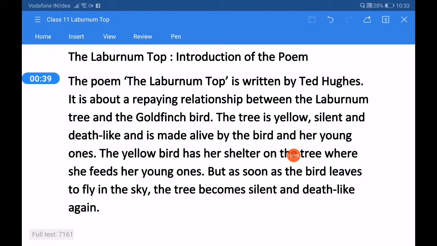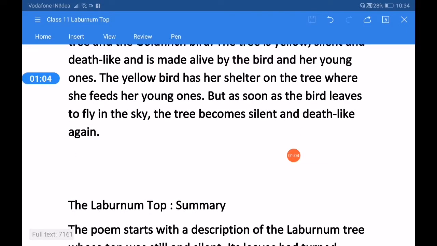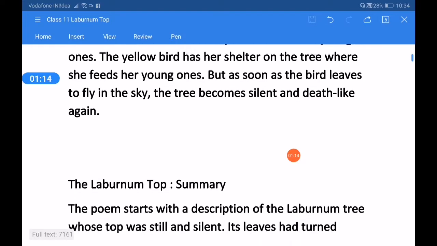The poem The Laburnum Top is written by Ted Hughes. It is about a repaying relationship between the laburnum tree and the goldfinch bird. The tree is yellow, silent, and death-like, and is made alive by the bird and her young ones. Young ones means here the children. The yellow bird has her shelter on the tree where she feeds her young ones, but as soon as the bird leaves to fly in the sky, the tree becomes silent and death-like again.